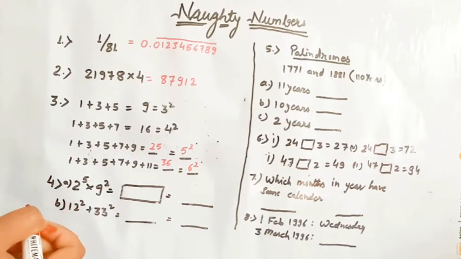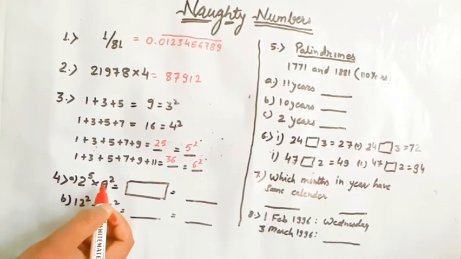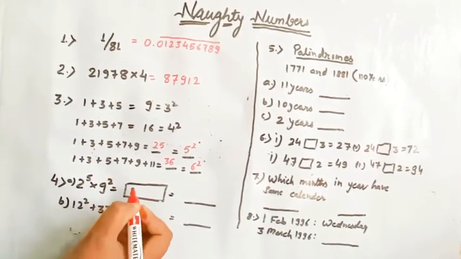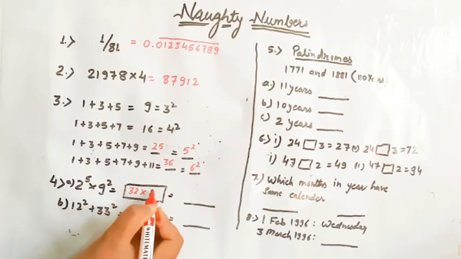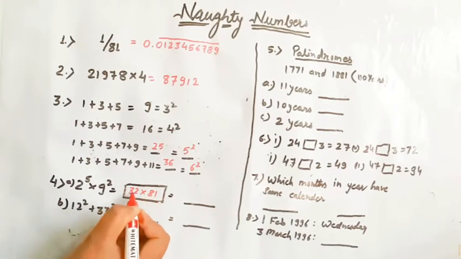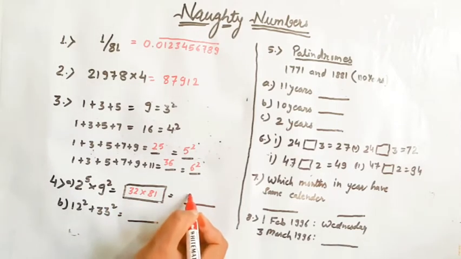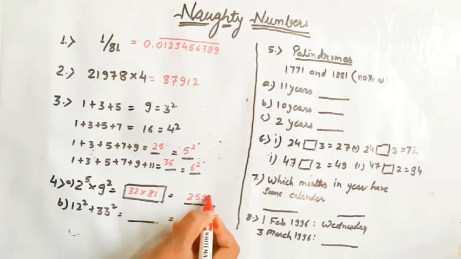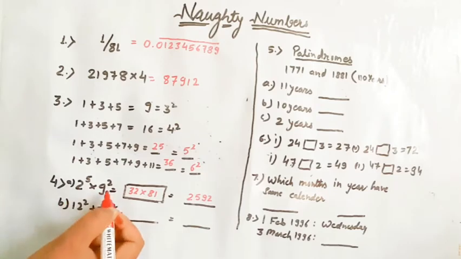Then next, 2 raised to power 5 multiplied by 9 raised to power 2. We know 2 raised to power 5 is 32 and 9 raised to power 2 is 81. When we multiply them, then the answer will be 2592. What do you observe? All the digits in the same order will be in the answer.